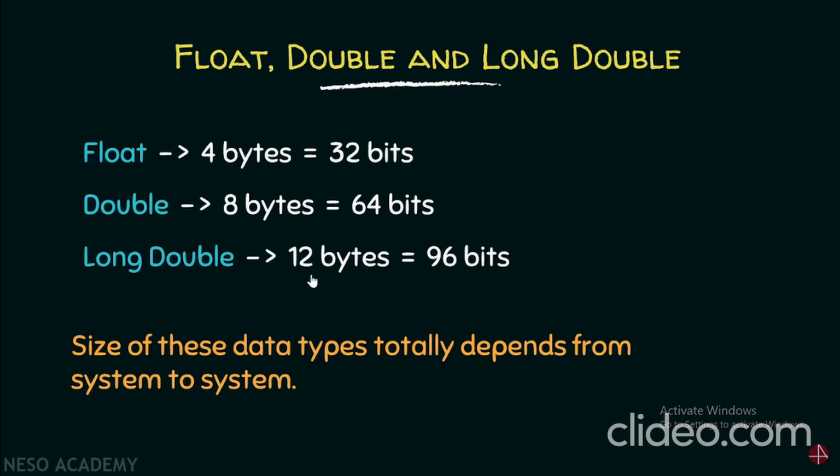In my system, float takes 4 bytes of space, double takes 8 bytes of memory space, and long double takes 12 bytes of memory space. The size of these data types totally depends on the system that we are working on. For example, it is possible that the sizes of these data types are the same on your PC, or maybe any two of them are the same, or maybe all of them are different as in my computer.